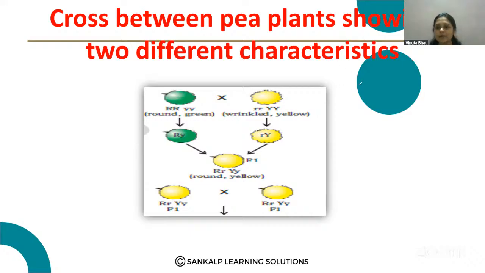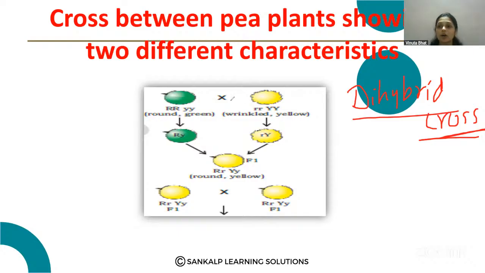Okay, so what is dihybrid cross? That also we studied in the last class. Dihybrid cross means two contrasting characters are crossed. For example, the round shape of the seed, that is round, and the color of the seed, green. Two contrasting characters are taken for the experiment. So that is the dihybrid cross that we studied in the last class, right?